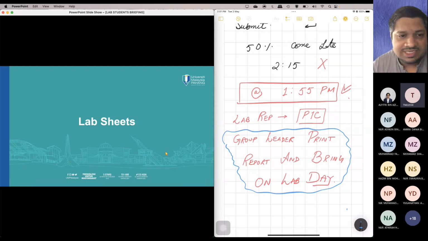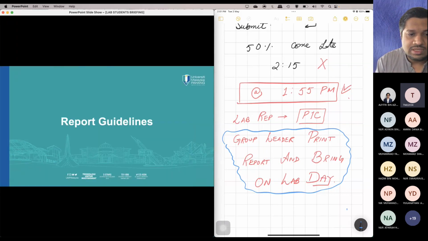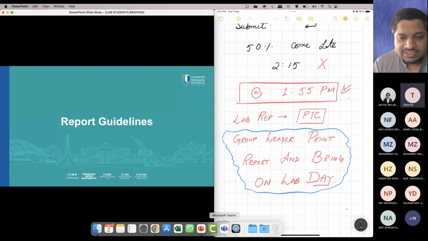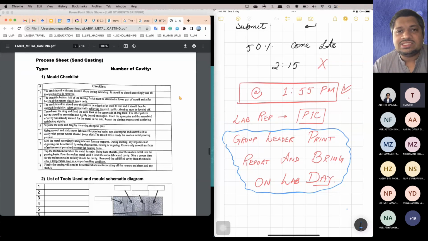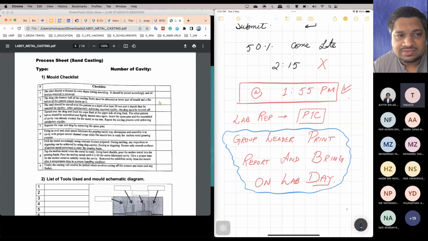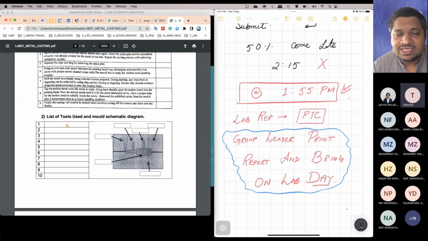So let's talk about lab sheets. As I told you, the lab sheets can be accessed from Kalam. Just now I showed you the lab sheet being accessed from Kalam. So please print one copy of each lab sheet by the group leader, and then you should fill it during the lab. If you open the lab sheets and you go down, you can see that there are some fill-in-the-blanks. You've got some checklists which are available. You have to fill these in during the lab.